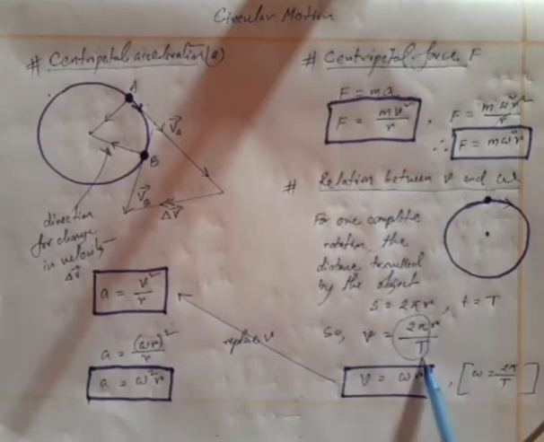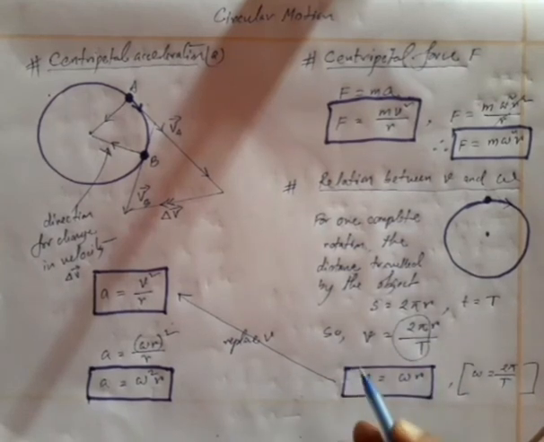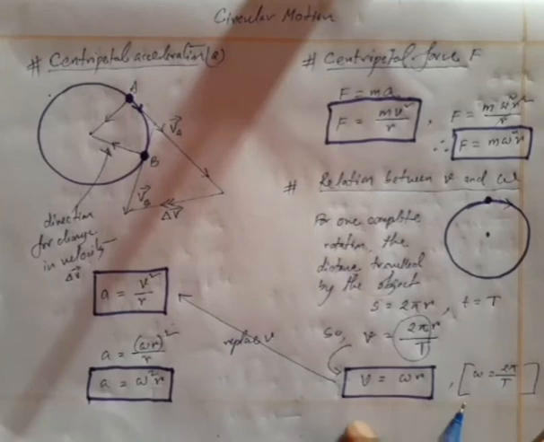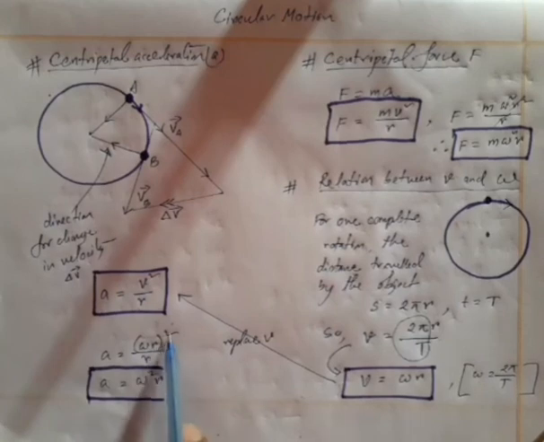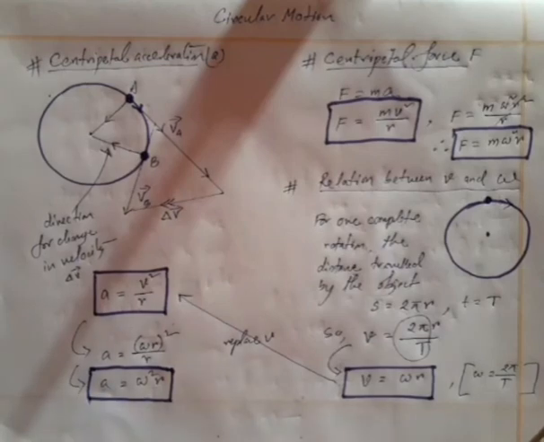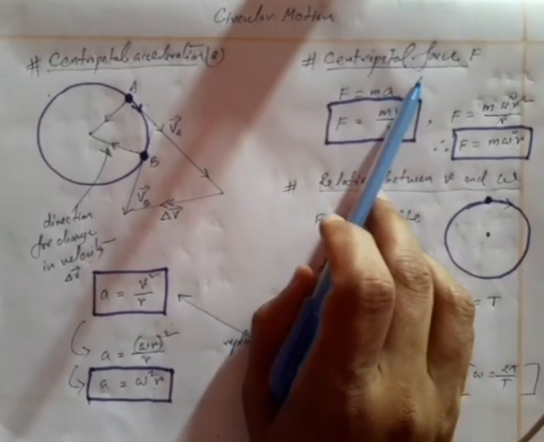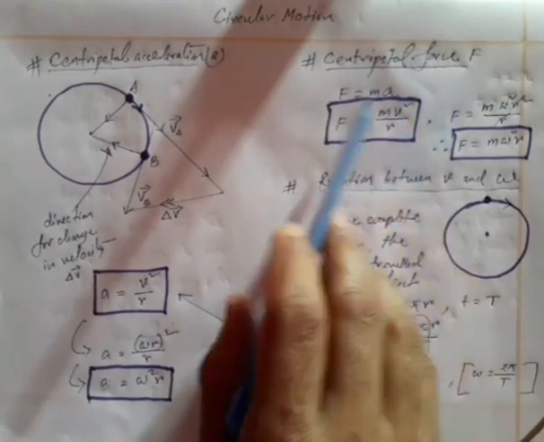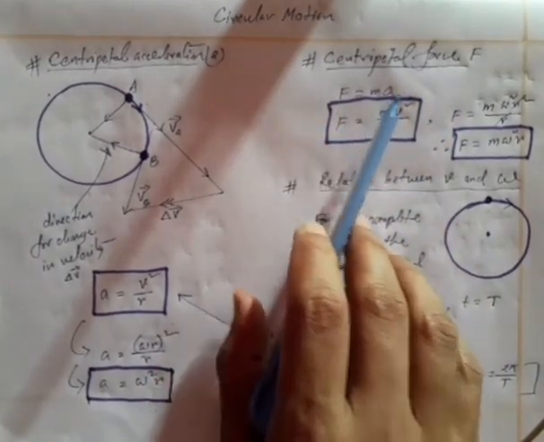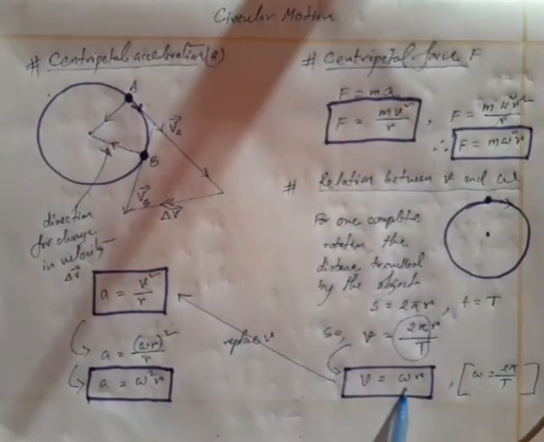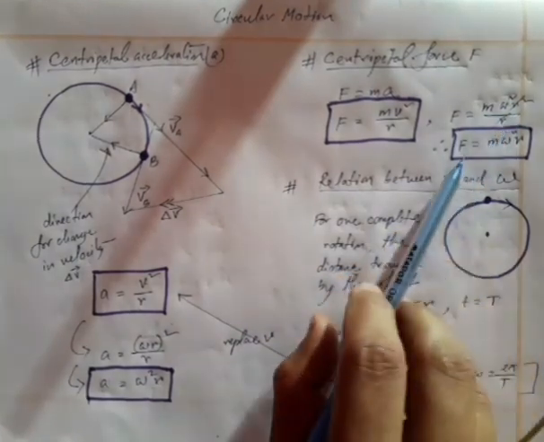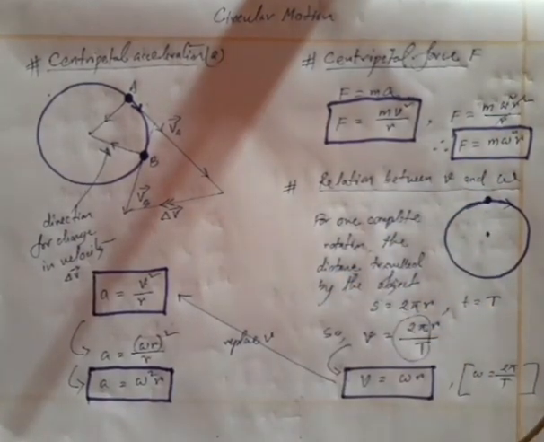We found it by writing v equals 2 pi r by T and replacing 2 pi by T by omega. So v equals omega r. Then by replacing v by omega r, we got another form of centripetal acceleration, a equals omega square r. And as we know from Newton's second law of motion, F equals ma. By replacing a, we found the centripetal force F equals mv square by r, and also another form of centripetal force, F equals m omega square r.